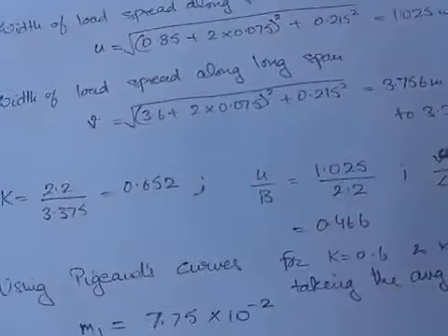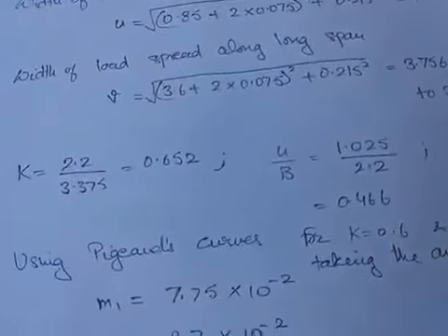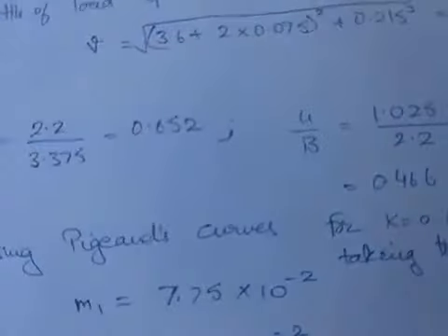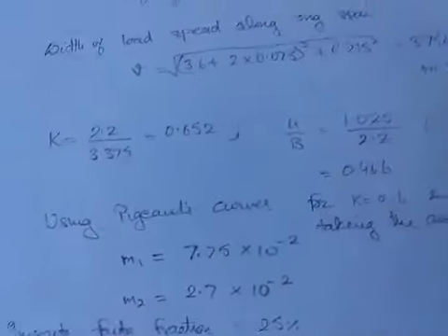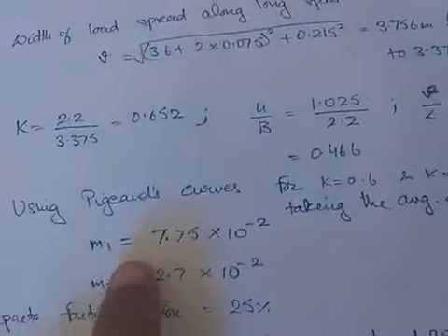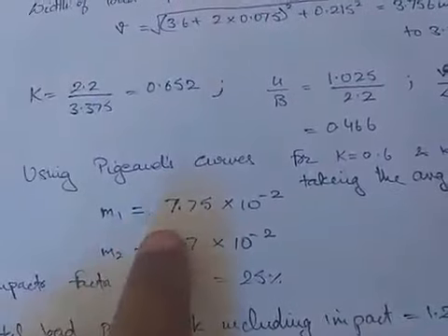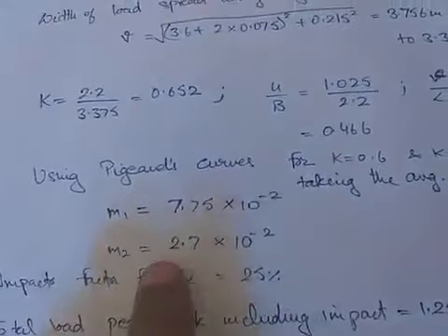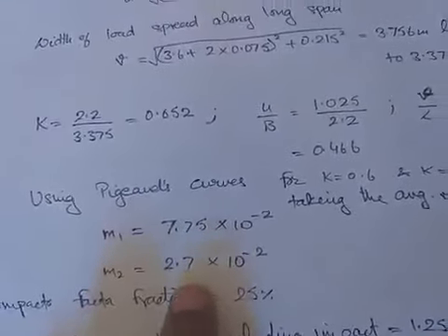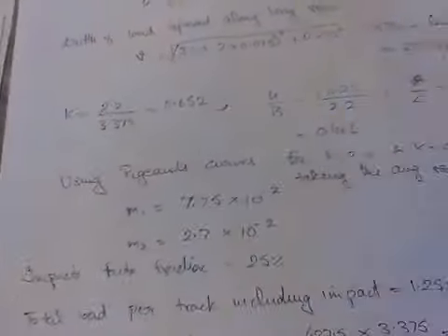So we can take both the values from K, 0.6 and 0.7, and take the average of the values. Similarly, we find the other values: M1 comes out to be 7.75 and M2 comes out to be 2.7. The impact factor in this case is 25%.